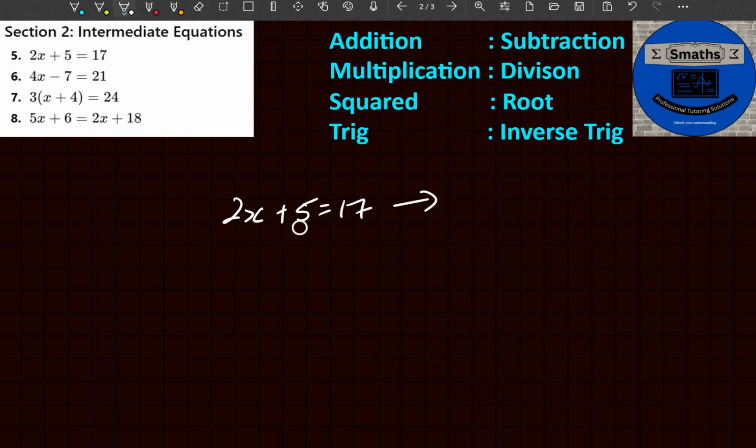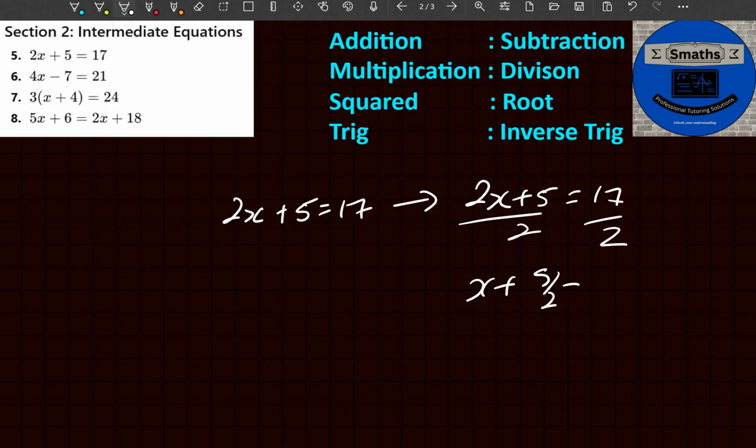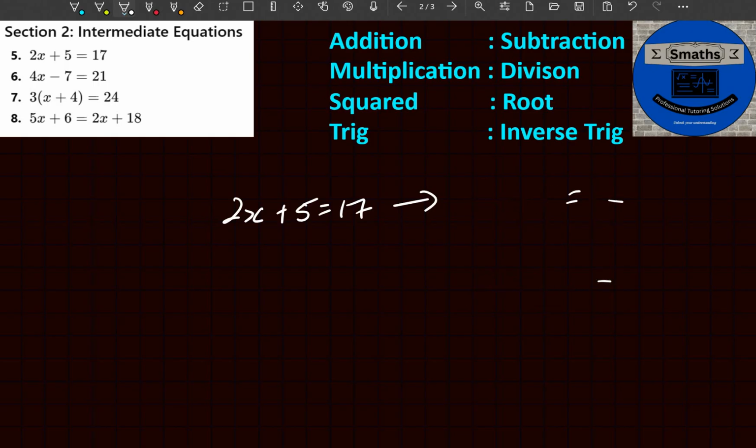If we were to divide the entire equation by 2 first, what we would have is 2x plus 5 is equal to 17. I divide both sides by 2. So I see then I would have x plus 5 over 2 is equal to 17 over 2. And while this could be solved, it's a bit more complicated. So what we would do instead of dividing by 2, we would minus 5 from both sides. So 2x would be 17 minus 5, that's 12. Now I would divide both sides by 2. So x would be 6.